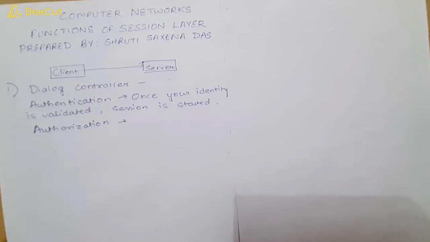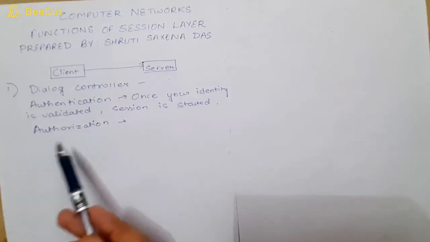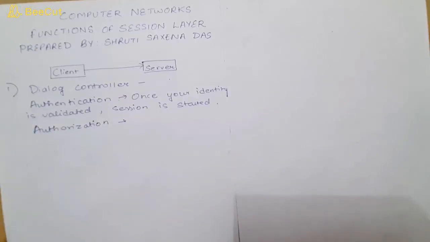So that is the case, that once you are authenticated, then you need to be authorized, then only you'll be able to access everything. Fine. So that is the first function of the session layer, that whenever a machine wants to communicate with another machine, first of all we need to establish a connection between those machines. That connection established by these machines or processes or applications is known as dialog control.